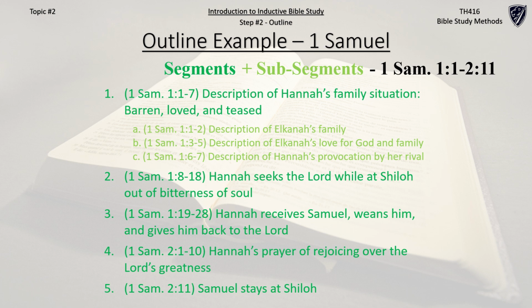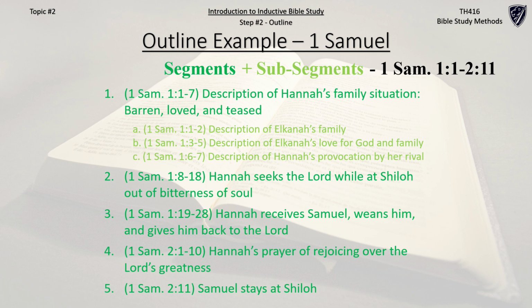So those are the subsegments that you could put in there, but I don't want to focus on that too much, just showing you what's possible. But segments are the ones you're generally going to be focused on. Again, a segment is usually one story, one event, or one topic. And this really is almost topical in the sense that it gives the whole picture of Hannah's family situation, barren, loved, and teased. And we're getting a background on her family, especially with Elkanah as the husband in that house. And so we've got those sub-segments there.